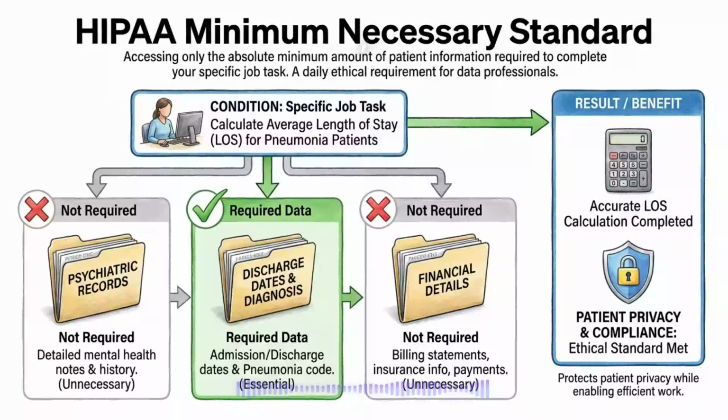The minimum necessary standard is a fundamental HIPAA concept that will definitely appear on your exam. This rule states that you should only access the absolute minimum amount of patient information required to complete your specific job task. If you are asked to calculate the average length of stay for pneumonia patients, you do not need to look at their psychiatric records or their financial billing details. Understanding and applying the minimum necessary standard is a daily ethical requirement for every single healthcare data professional.